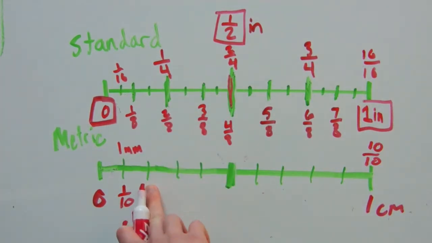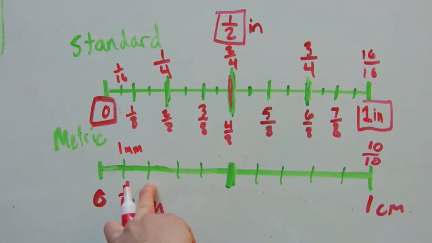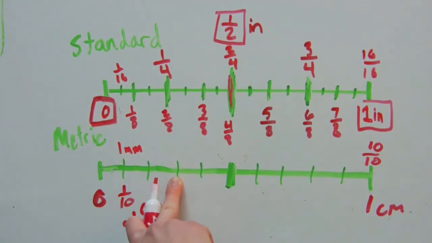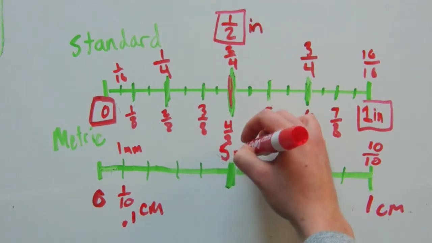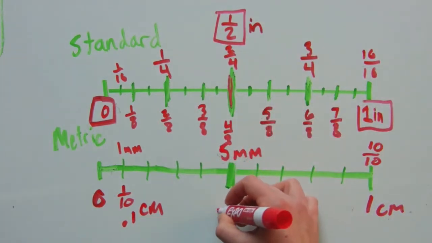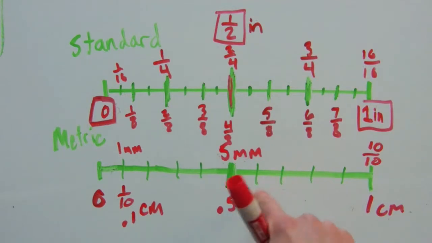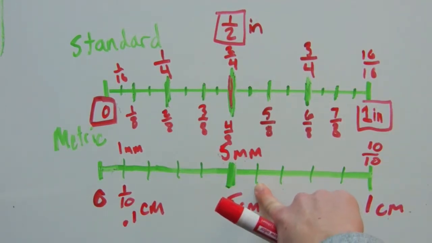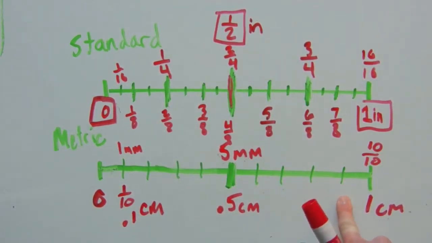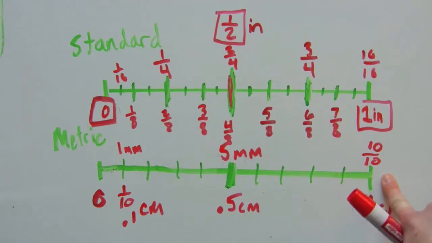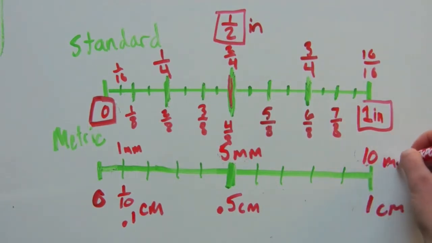So this would be 2 millimeters, or 2/10 of a centimeter, 3 millimeters, 3/10 of a centimeter, 4 millimeters, or 4/10 of a centimeter. This would be 5 millimeters, or 5/10 of a centimeter. 6/10 of a centimeter would be 6 millimeters, and then so on. 7 millimeters, 8 millimeters, 9 millimeters, and 10 millimeters would be 1 centimeter.